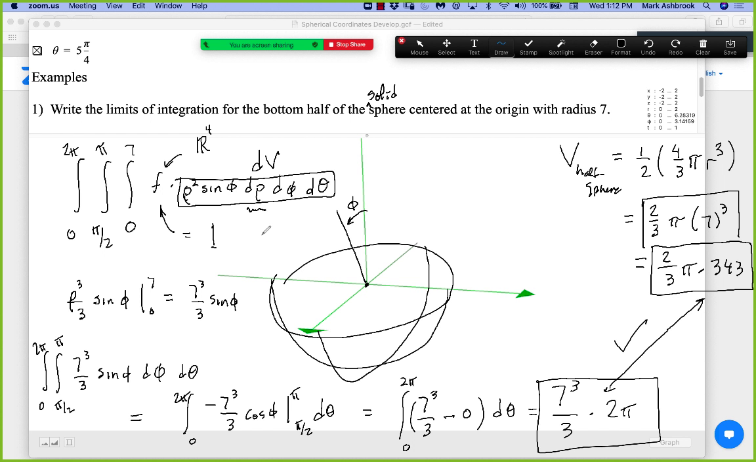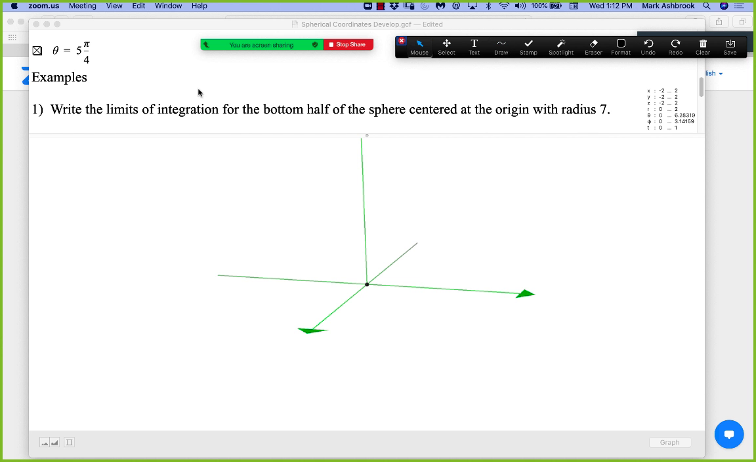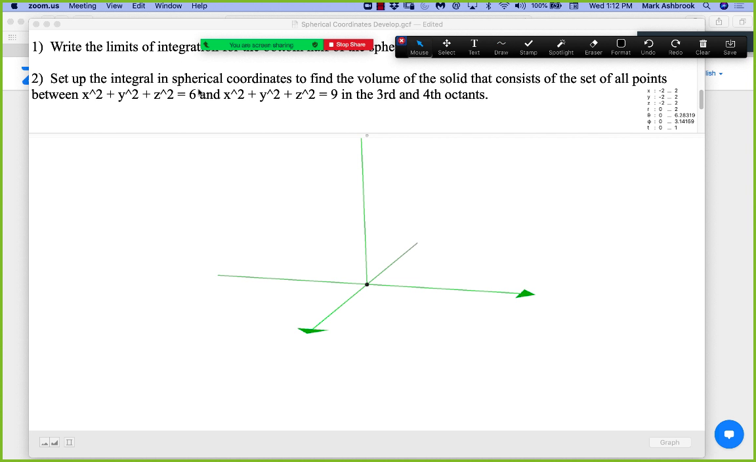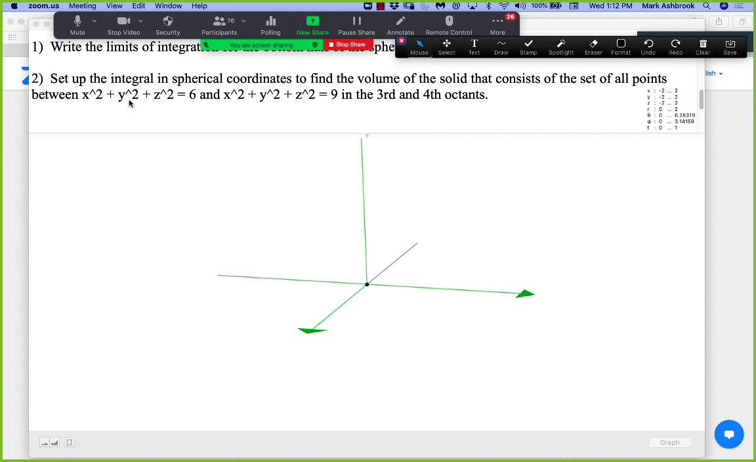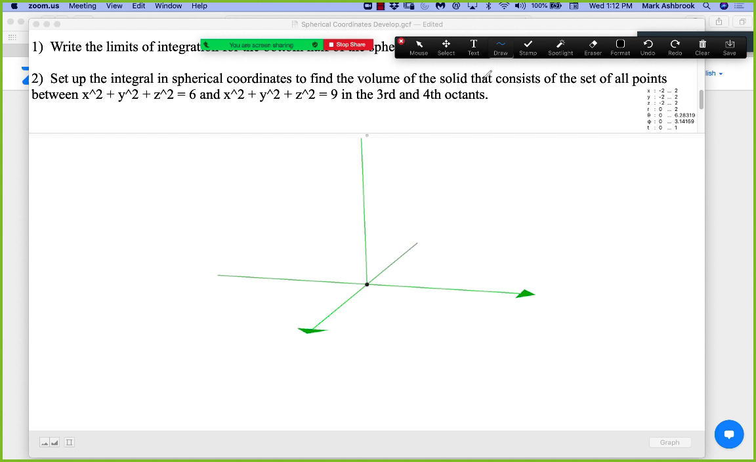Other questions? Okay, new example. A little bit more challenging solid here. With the integral in spherical coordinates, find the volume of the solid that consists of the set of all points between this equation and this equation in the third and fourth octants. So, what are these things? Spheres. How can I rewrite those spheres now that we have spherical coordinates?